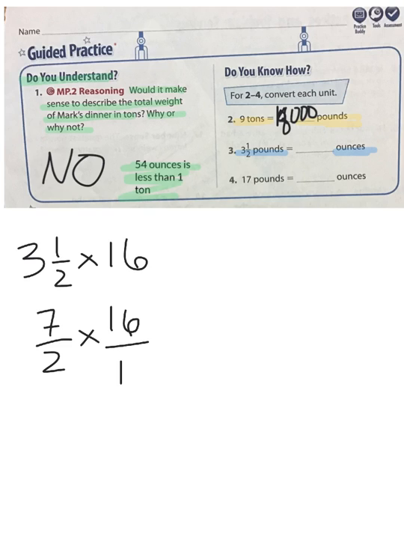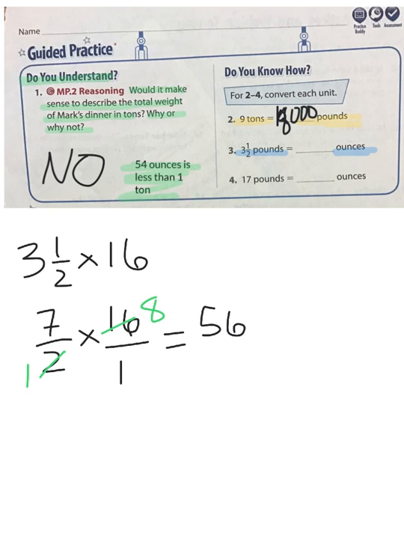And since 2 is a factor of 16, we can cross those off, and 2 goes into itself once, and 2 goes into 16 8 times. So now we can just multiply across, and we get 56.